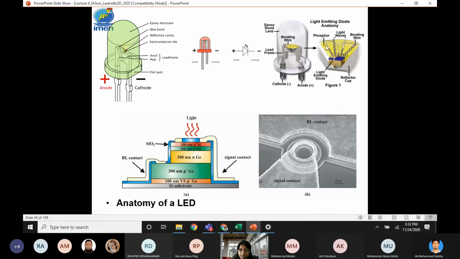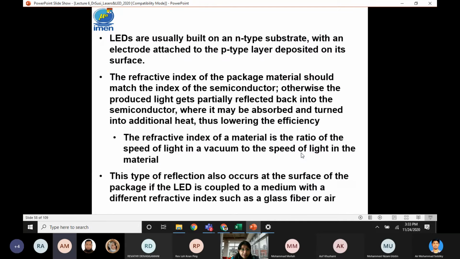Light is emitted out from this semiconductor, and this shows the different layers inside the semiconductor. Basically, it sits on a silicon substrate. You have P-type germanium, and the N-type is using germanium, and the topmost layer is using silicon dioxide. This is the back contact and this is the signal contact. This is the actual fabricated device. Light is emitted out from this region over here. So it is on an N-type substrate.